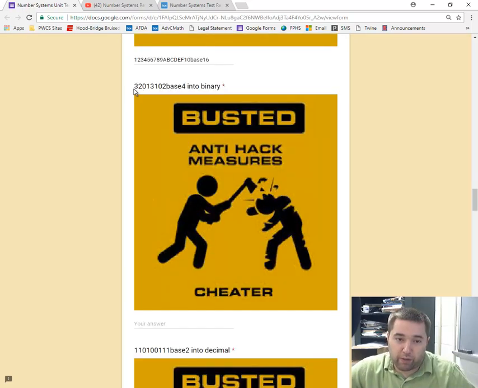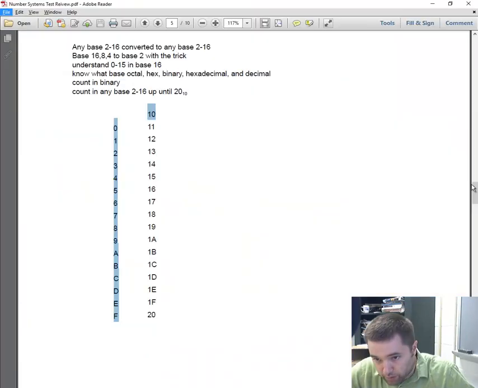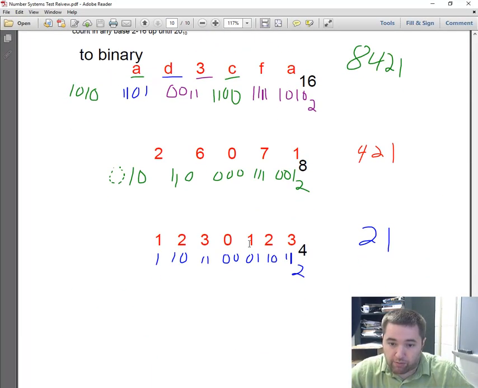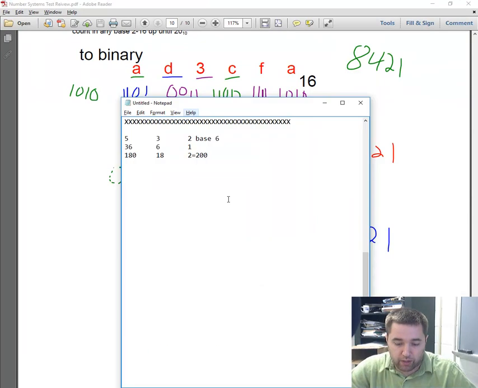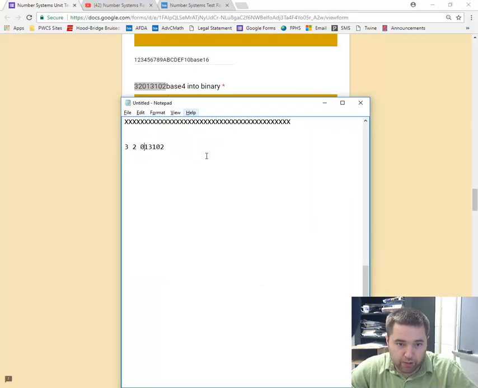This, base 4 into binary. So we copy pasta, and as you all know, it's in the review sheet. Here, base 4 to binary. So we take a little notepad. I like to spread this out because base 4 is going to be 1, 1, 1, 0. 0 is going to be 0, 0. 1 is going to be 0, 1. 3 is going to be 1, 1. 1 is going to be 0, 1, 0, 0, 1, 0.